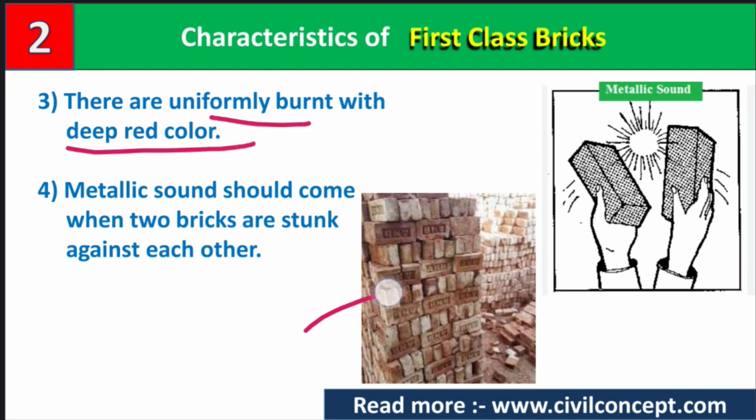Now number 3, it should be uniformly burned with deep red color. You can see in this brick there is no non-uniform burning. Here there is somewhat white color, somewhat black color, somewhat red color. So these types of bricks are not our first class brick.